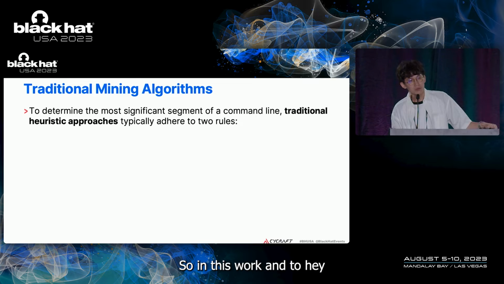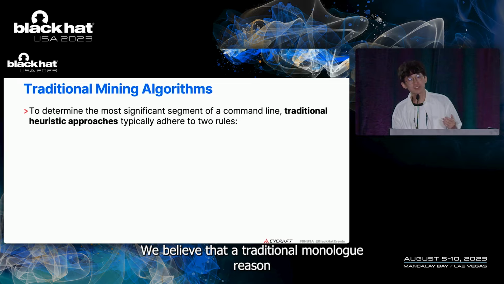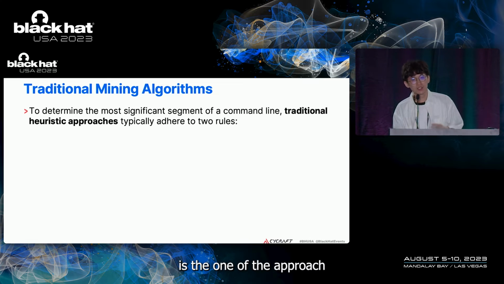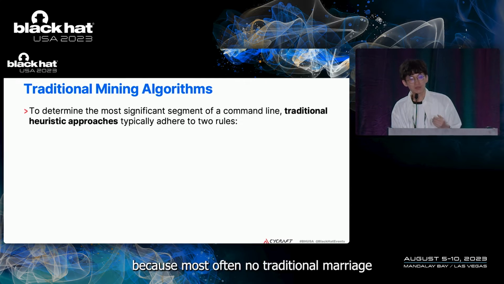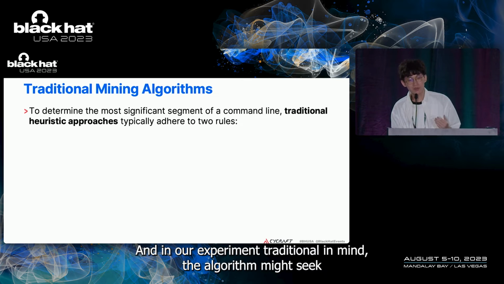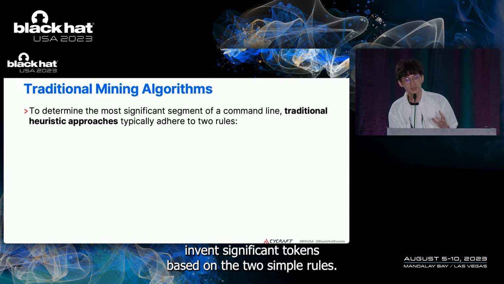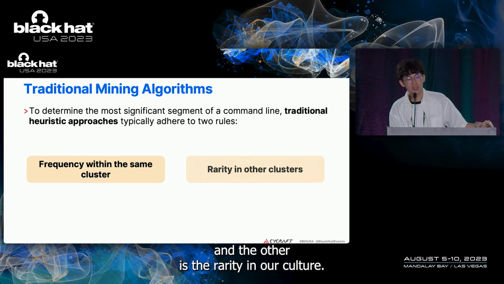So for such interpretability, we believe that the traditional mining algorithm is one approach that can provide very easily understandable results, because most traditional mining algorithms depend on simple threshold filtering rules. In our experiment, the traditional mining algorithm mines the significant tokens based on two simple rules. The first is the frequency within the same cluster, and the other is the rarity in other clusters.